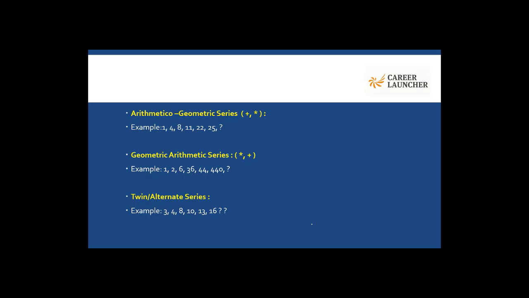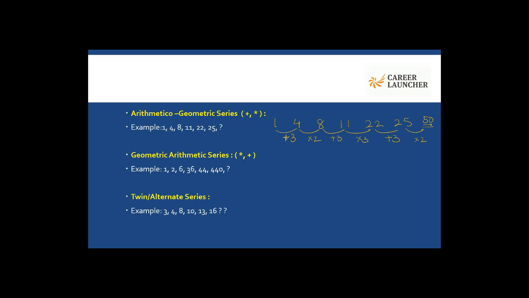Then there are series called arithmetico-geometric series. So here we would see alternate addition and alternate multiplication. The series that we have taken here: 1, 4, 8, 11, 22, 25. If we see the pattern, it is plus 3, into 2, plus 3, into 2, again plus 3. So the next number should follow into 2. So the next number in the series should be 50.